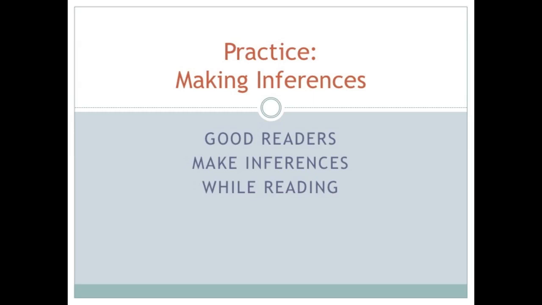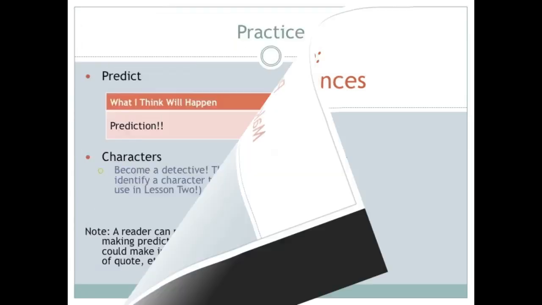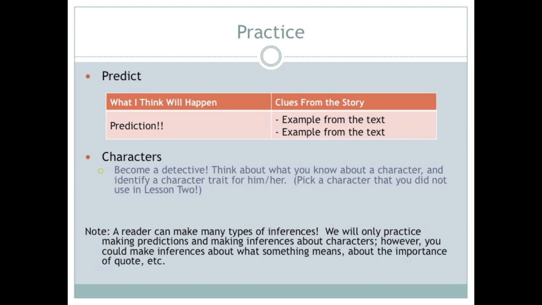Now let's practice making inferences. First, take a second to make a prediction. Remember, first, think about what will happen based on clues from the story. What has happened that leads you to believe that something else will happen based on what you already know from your own life and experiences? Can you think of anything?